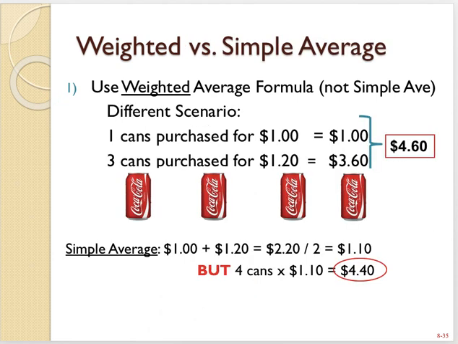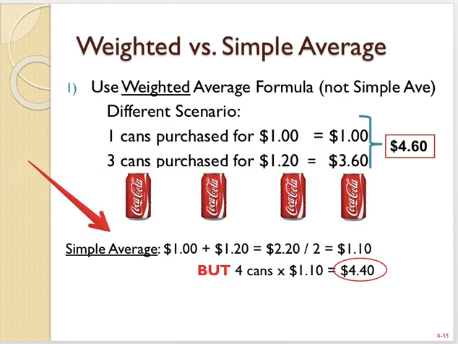So now let's give you another scenario. Okay, in this different scenario, we say one can was purchased for $1, but now instead of purchasing one can for $1.20, we purchased 3 cans for $1.20 each. And if you figure out the total purchase cost of those, we had $1 here, right? 1 can for $1. And then here we have 3 cans at $1.20. That equals $3.60. So the total goods available for sale was $4.60.